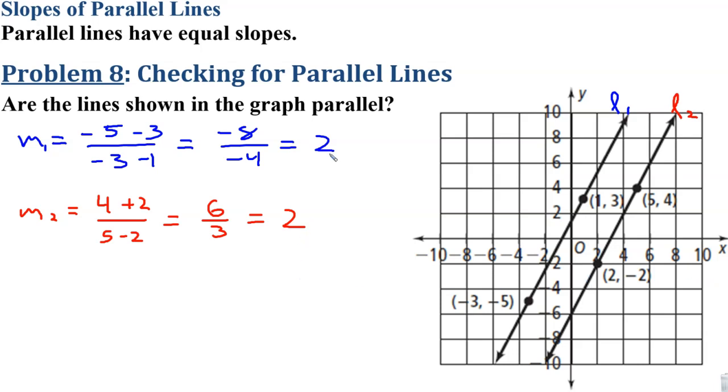So back to the question, since these lines have the same slope, I know they are parallel. So to answer this one, we'd say yes, we are looking at parallel lines here.